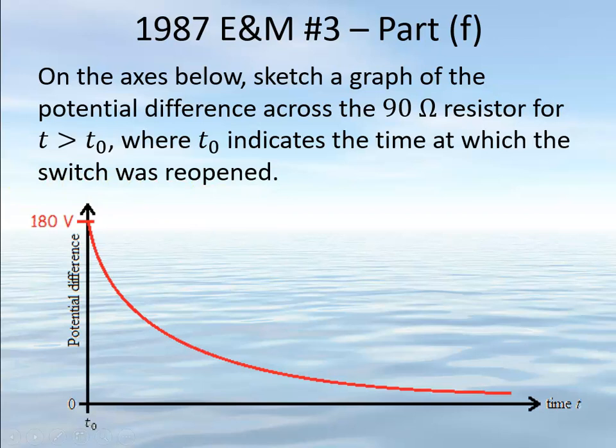But that is how to solve problem number 3 of the 1987 AP Physics C E&M exam, and also where the points were allotted.